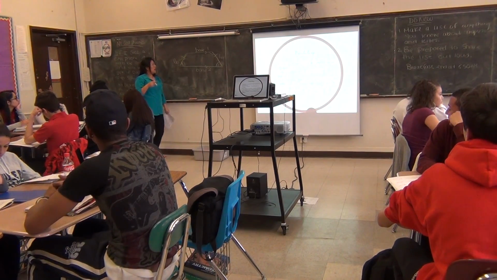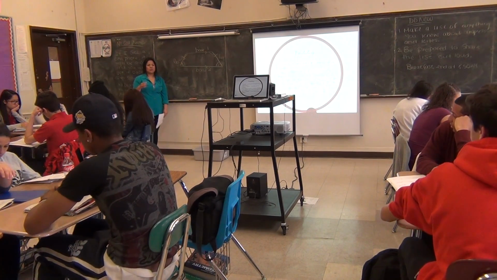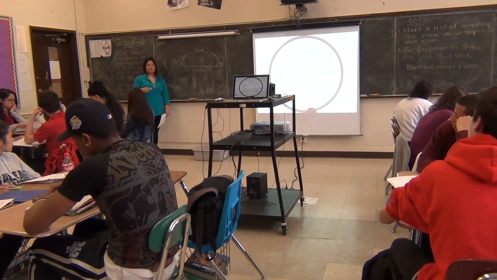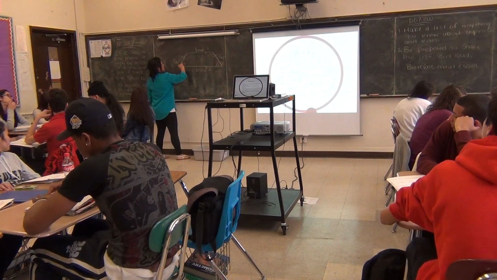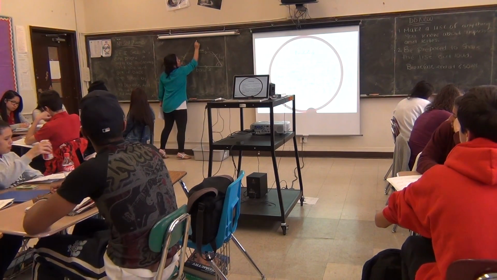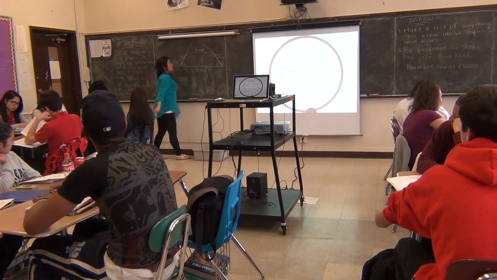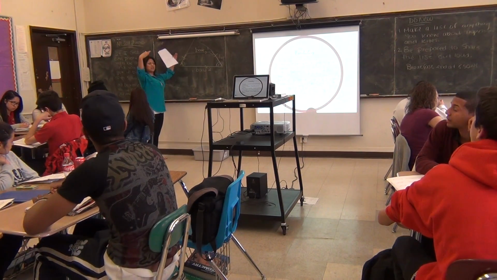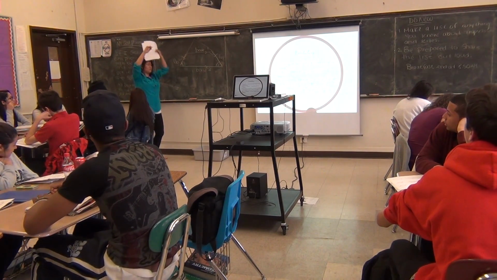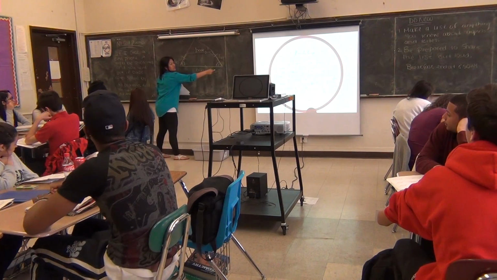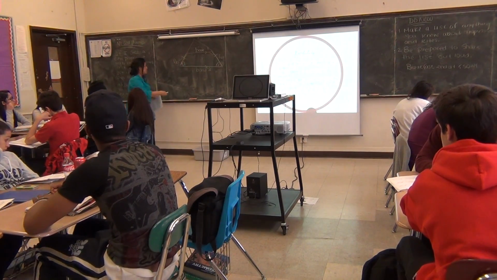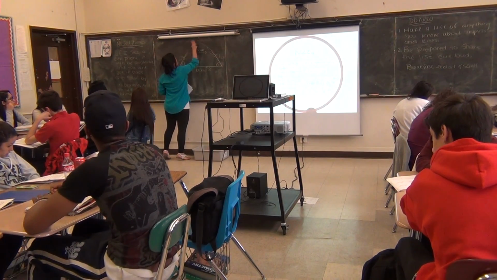Does anyone know why we call it an isosceles trapezoid? Or can you kind of think about it? What happens if I were to extend this line right here, and then this line right here, until they meet? It turns into an isosceles triangle. So what kind of triangle has these two angles congruent? An isosceles triangle. So that's why we call it an isosceles trapezoid.